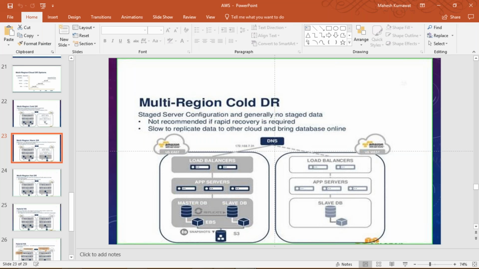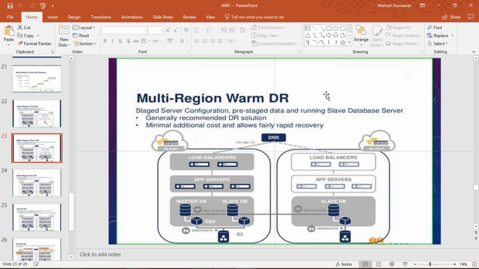Okay, then go for the warm DR, disaster recovery. This is what the recommendation is most of the time, because staged server configurations, pre-staged data and running slave database servers are generally recommended for DR solutions. This is the recommendation from the AWS team, because they will tell you to go for the warm disaster recovery: minimal additional cost and it allows fairly rapid recovery.